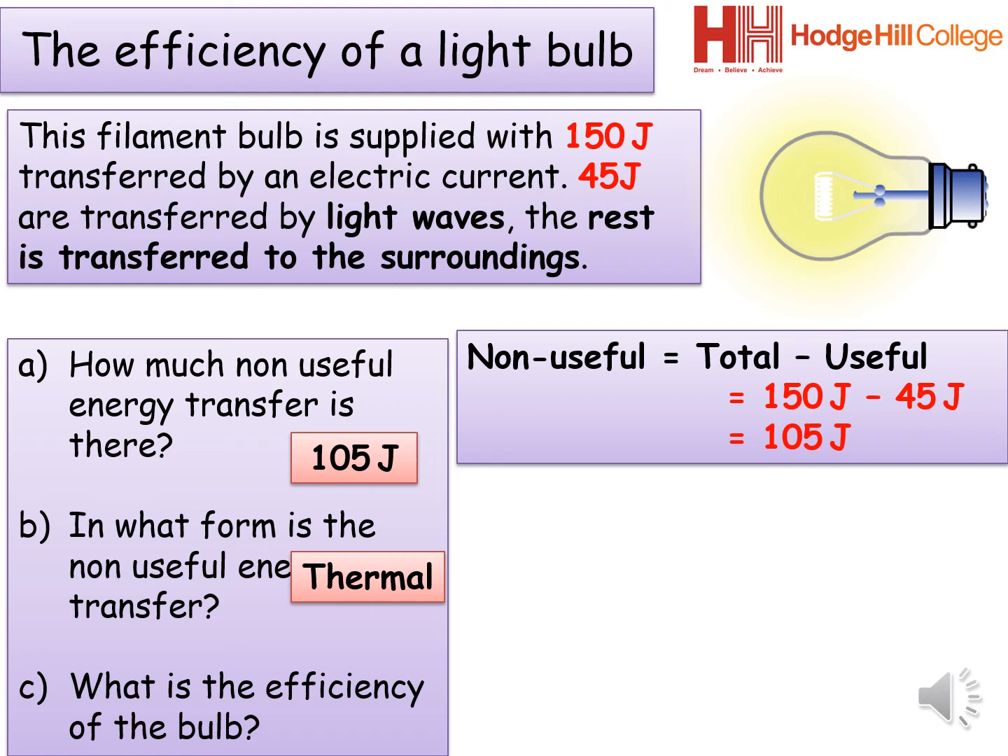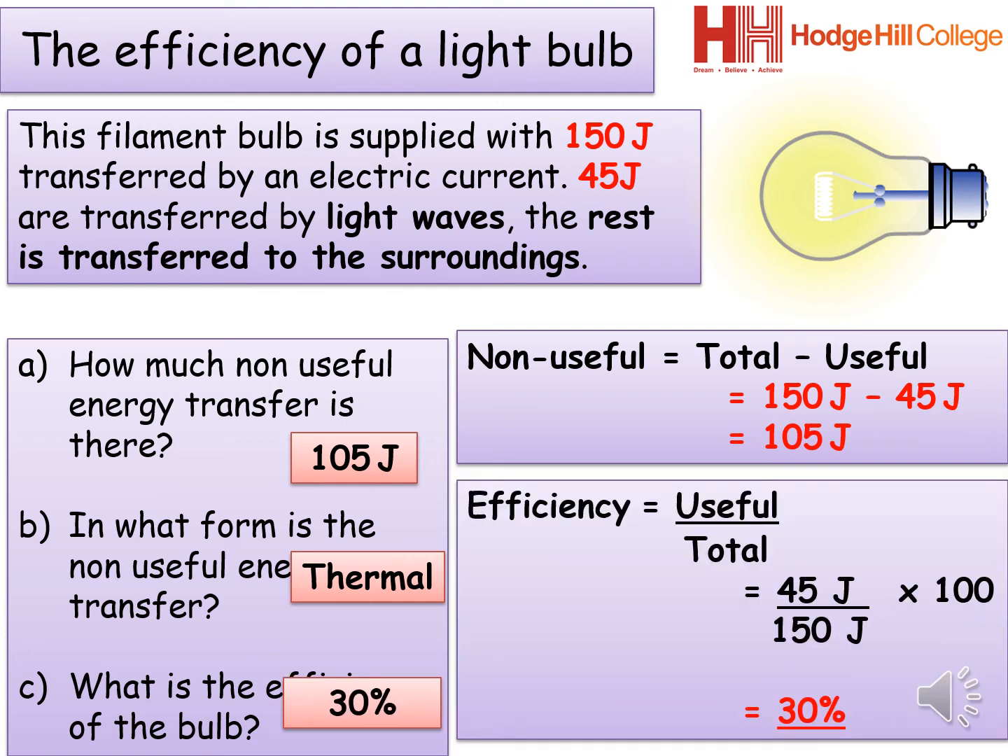Okay, so now we want to calculate the efficiency of the bulb. The efficiency, therefore, is a simple calculation of useful divided by total. So 45 divided by 150 multiplied by 100, and that gives us 30%. If you need to rewind this video to go back over this example, please do that now. You don't have to write any of this down. This is just here to help you, because on the next slide there are some questions for you to answer on your pieces of paper.